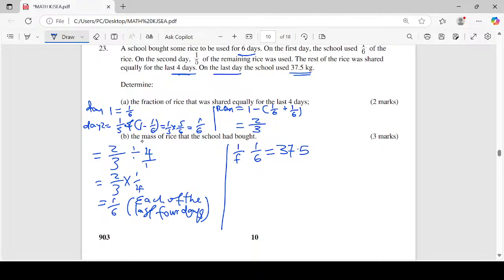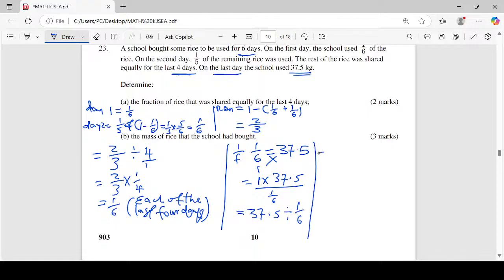Now, what about the mass of rice the school bought, which is 1? The total fraction is just 1. You cross multiply, this is now going to be 1 times 37.5 over 1 over 6. 1 times 37.5 is just 37.5. Instead of saying over 1 over 6, it is just like saying divided by 1 over 6.